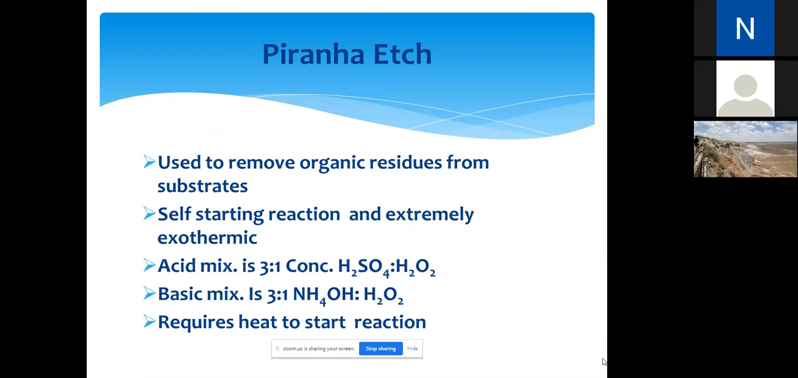There's also the basic mixture. I have rarely seen it being used, ammonium hydroxide and hydrogen peroxide. This requires heat to start the reaction. But if you're working with the sulfuric acid hydrogen peroxide mixture, when you finish your rinses and all that, do not cap it, because that mixture is going to be fuming for a few more hours. Label it and leave it in the fume hood until the next day when you can safely dispose of it.